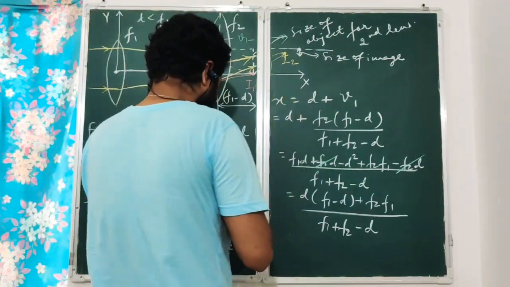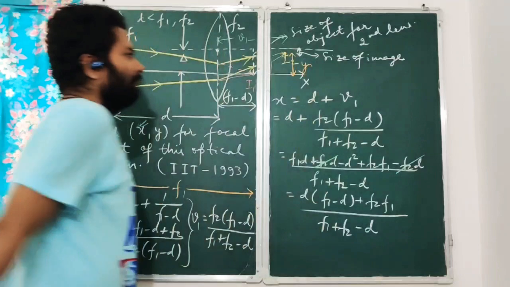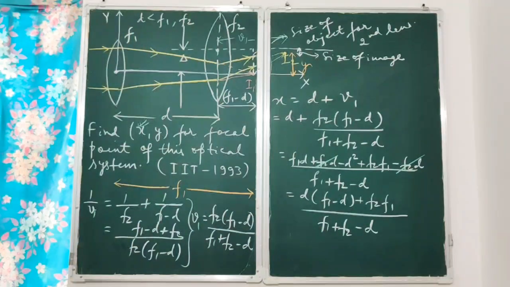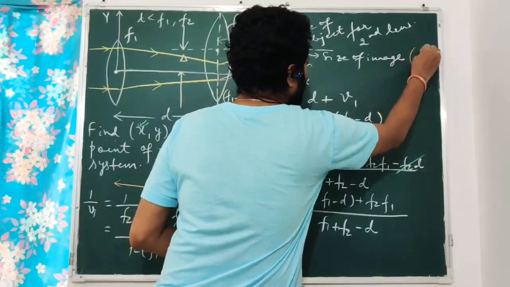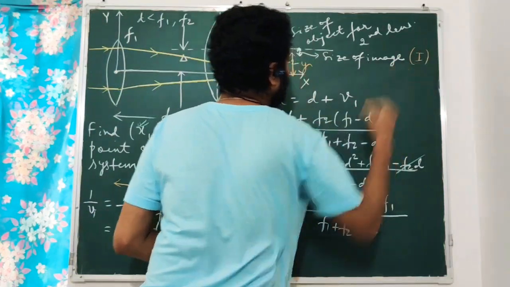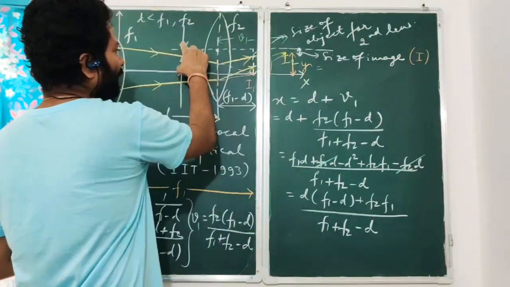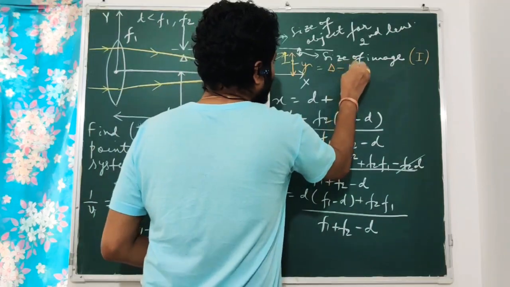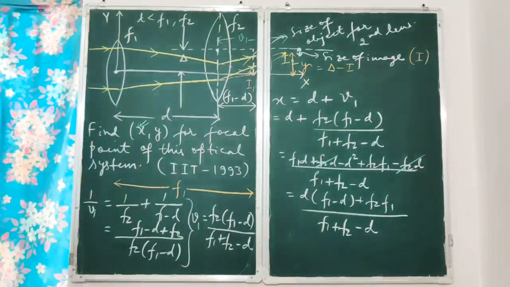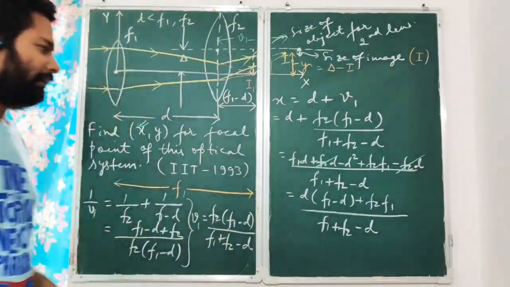The y value will be this value. This value will become your y. So what is y then? Let us say the size of the image is I. So y will be equal to delta minus I. And how will you determine the value of I? We'll make use of the magnification formula for the second lens. So we will do it.